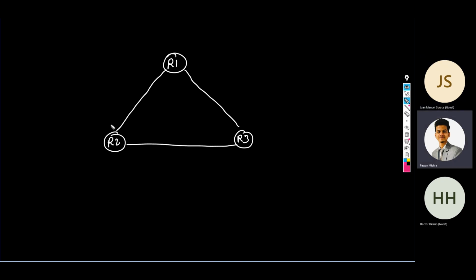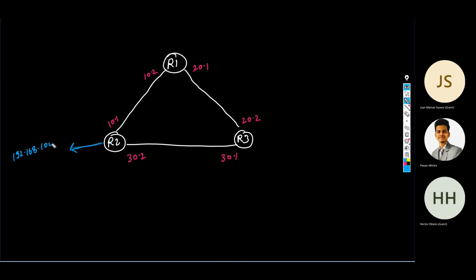In between R2 and R1, let's say here I'm having 10.1, 10.2, 20.1, 20.2, 30.1, 30.2, right? Okay. And now let's say this R2 router wants to communicate with 192.168.100.100, right? This R2 wants to communicate with 100.100.